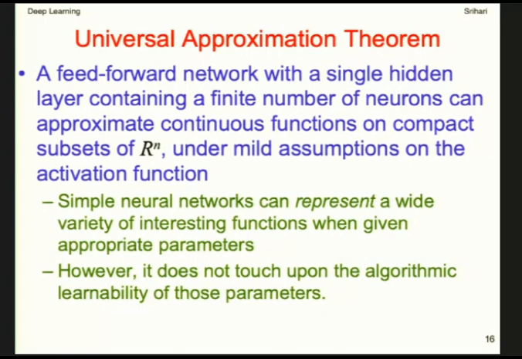a feed-forward network with a single hidden layer containing a finite number of neurons can approximate continuous functions on compact subsets of Rn under mild assumptions on the activation function. Okay. So it says you can compute any function. The problem of huskies versus wolves.